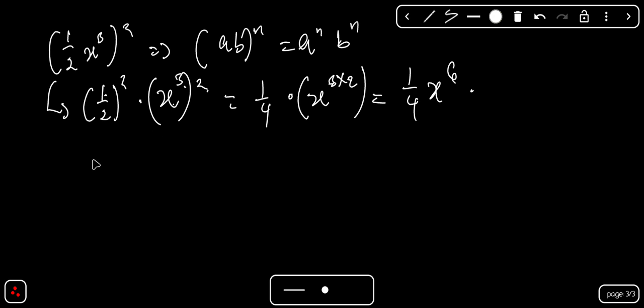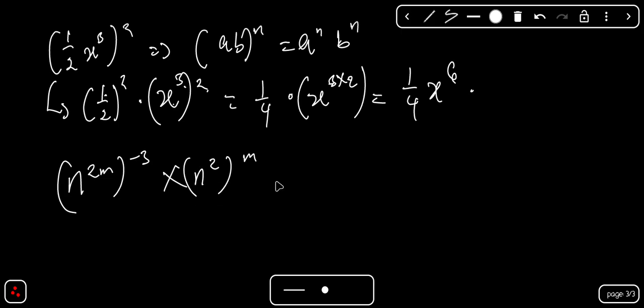Okay, so next question. So we have n raised to the power of 2m, then raised to the power of minus 3, multiplied by n raised to the power of 2, then raised to the power of m. Okay, how are we going to solve this? Okay, so we are going to have 2m multiplied by minus 3 will give us n raised to the power of minus 6m, and 2 multiplied by m will give us n raised to the power of 2m.